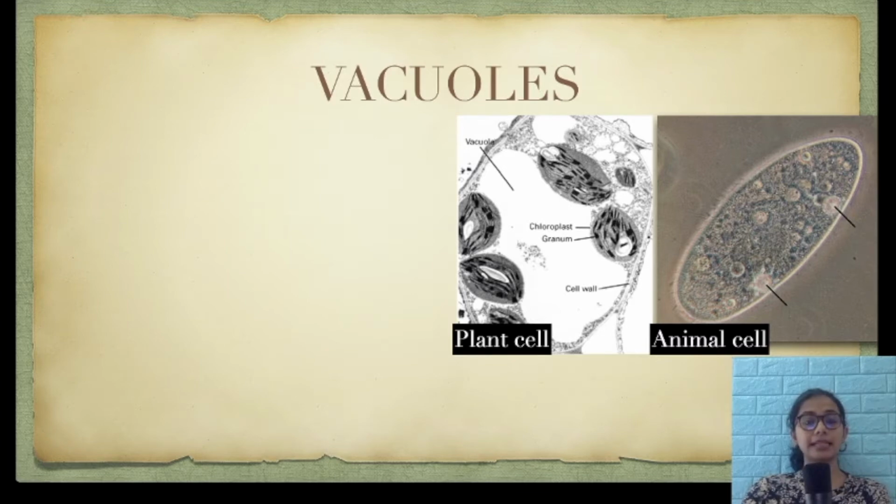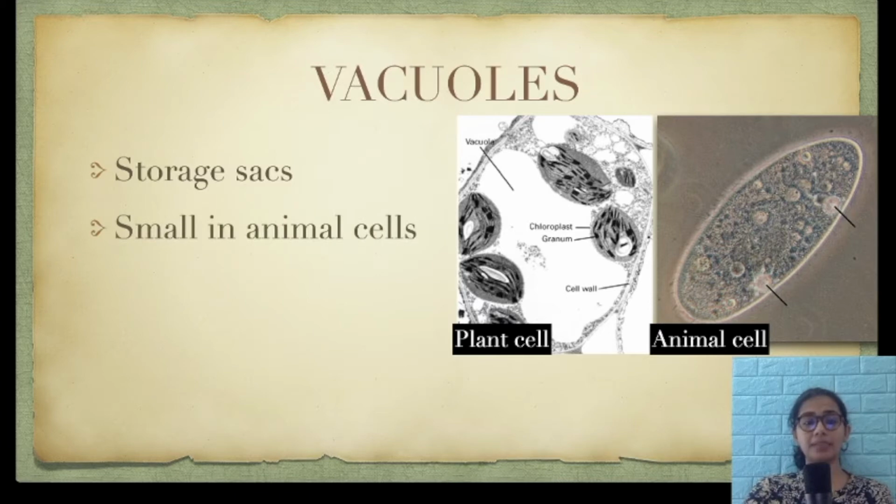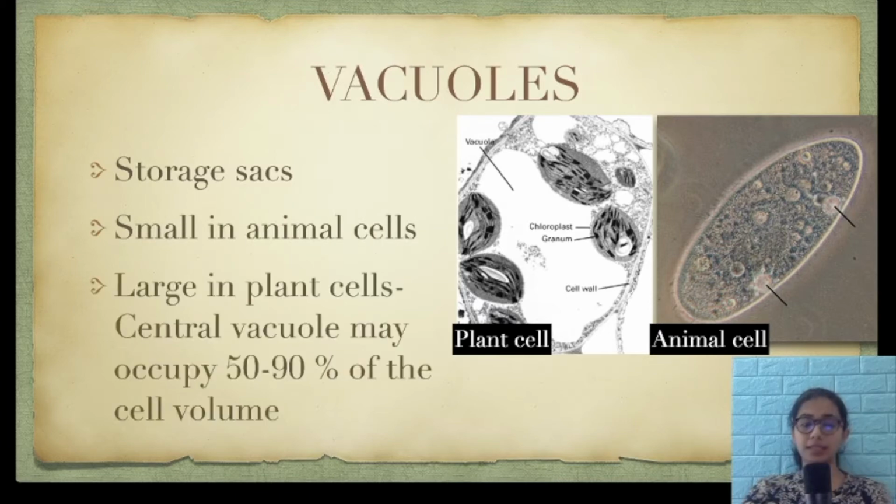So what exactly are vacuoles? They are nothing but storage sacs, bag-like structures which store certain things. We'll know what as we proceed. As we have observed, they are small and many in animal cells, and they are large in plant cells. In fact, the central vacuole in plants may occupy 50 to 90% of the cell volume. That means most of the cell volume is occupied by the central vacuole in plants.